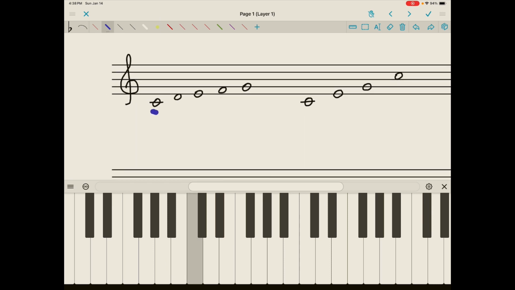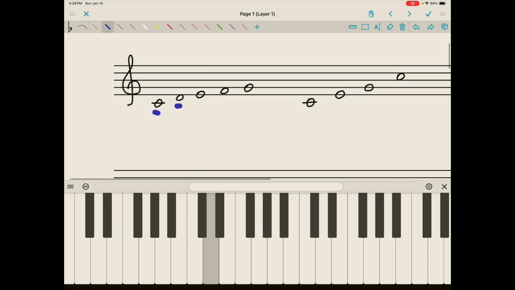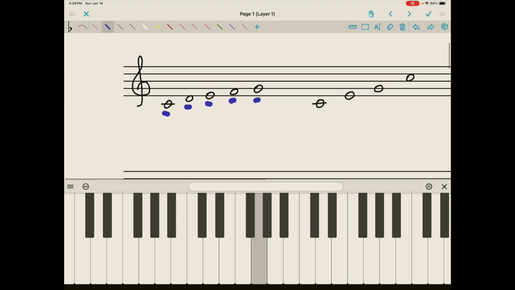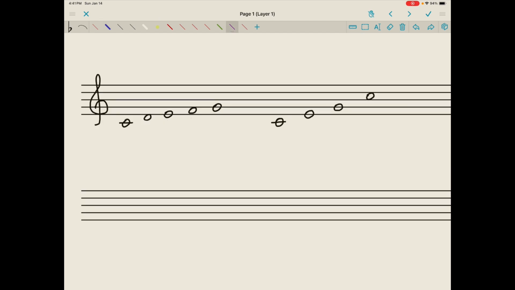And then our very next white key, very next white key, very next white key, and then our final white key. So C, D, E, F, G. So this would be an example of stepwise motion.